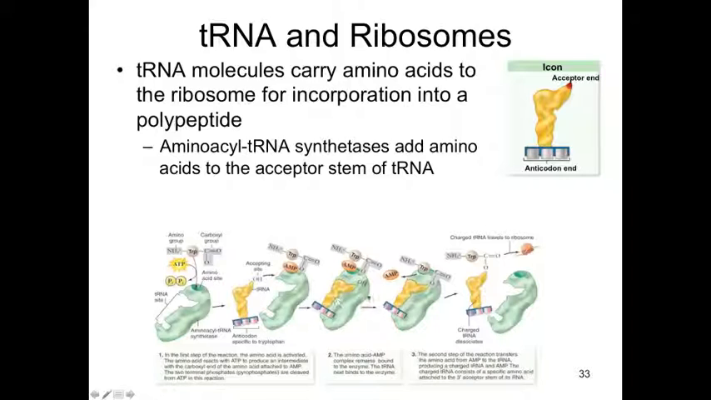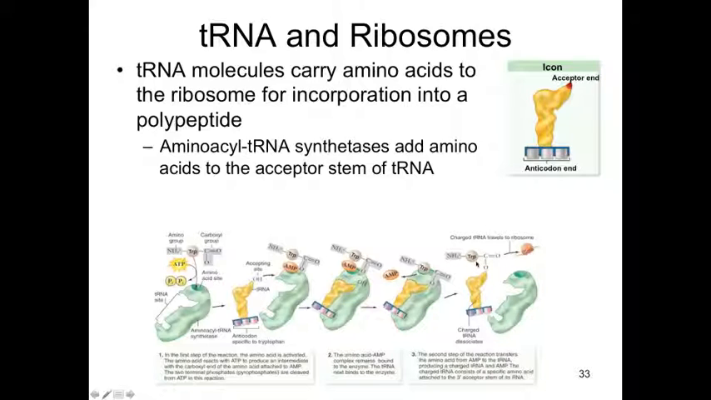The tRNA goes into the binding site on the enzyme, and then the enzyme attaches tryptophan to its acceptor end, and then releases the charged tRNA. That is the tRNA that's now carrying the amino acid tryptophan.